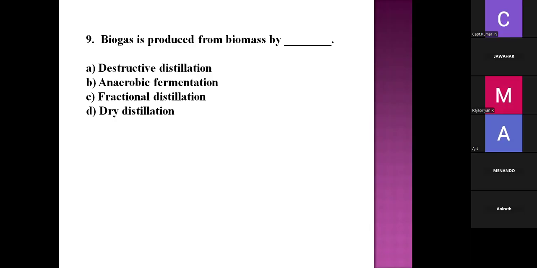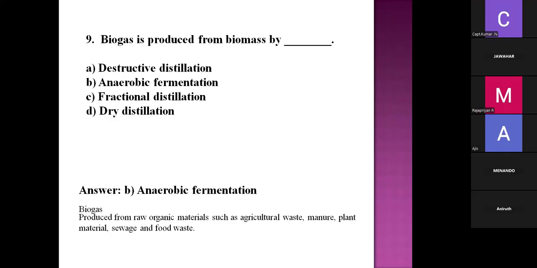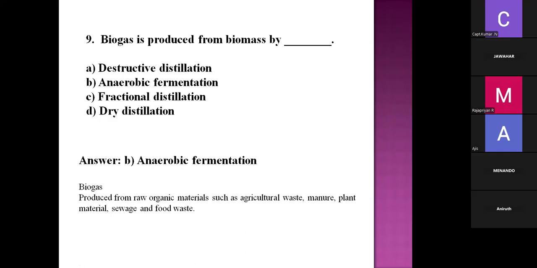Ninth question. Biogas is produced from biomass by dash. A. Destructive distillation. B. Anaerobic fermentation. C. Fractional distillation. D. Dry distillation. Option B, anaerobic fermentation is the correct answer. Biogas is produced from raw organic materials such as agriculture waste, manure, plant material, sewage, and food waste.